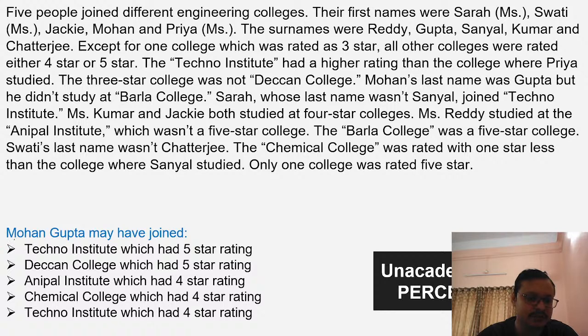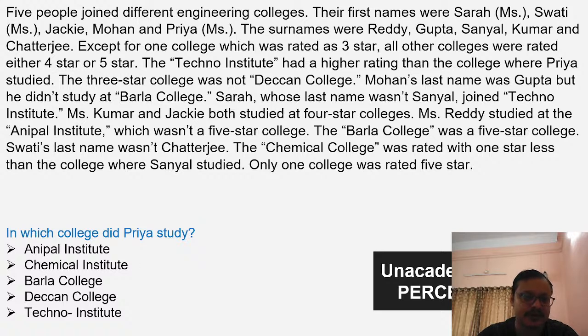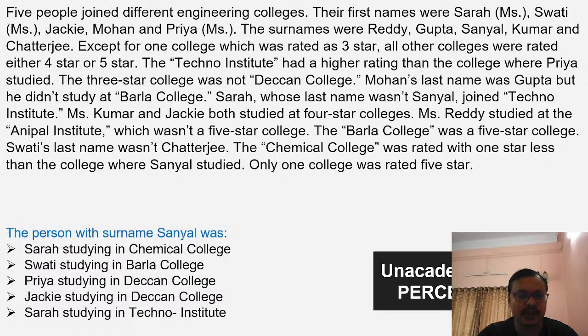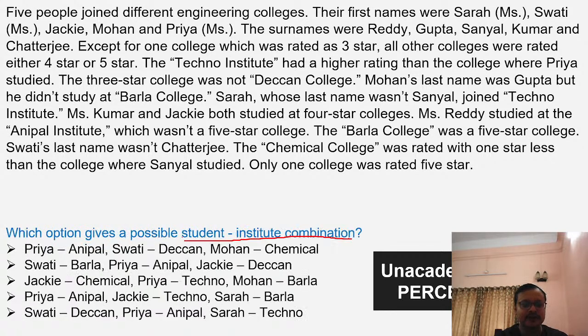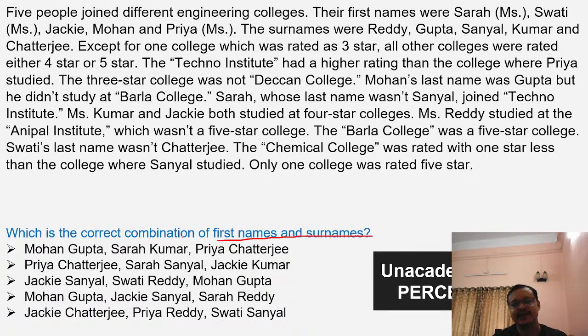Third one is a question on Mohan Gupta specifically. Mohan Gupta may have joined which of these colleges. The fourth one is a question on which college did Priya study. And the last one is talking about the person with surname Sanyal. What is the first name of the person with surname Sanyal, as well as which college is Sanyal from. So these are the 5 questions that you have in the set.